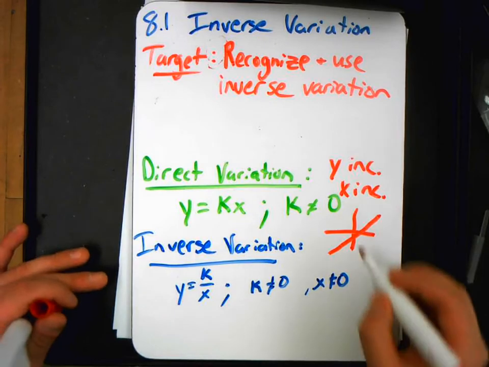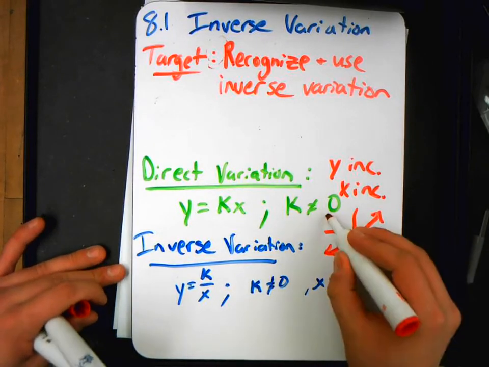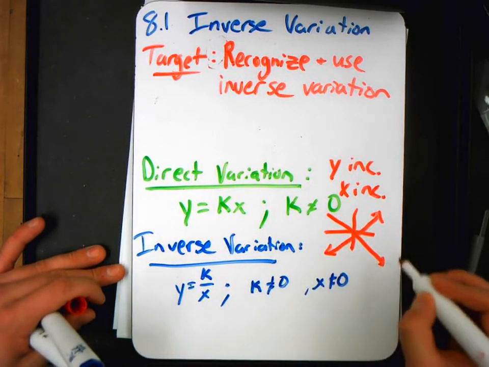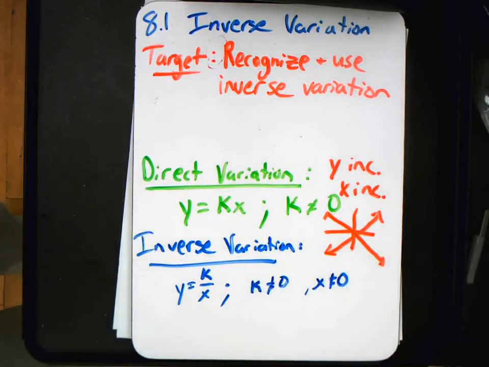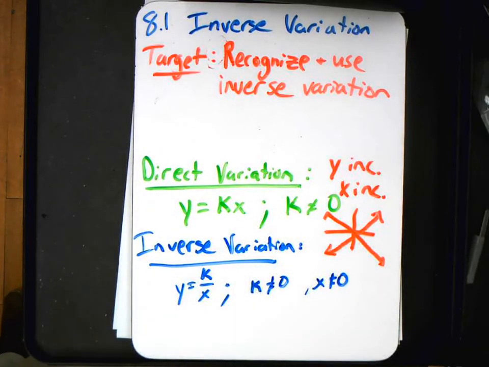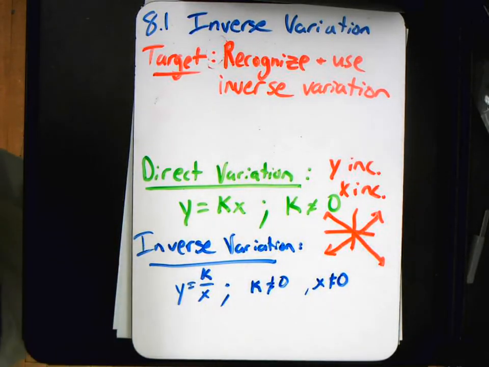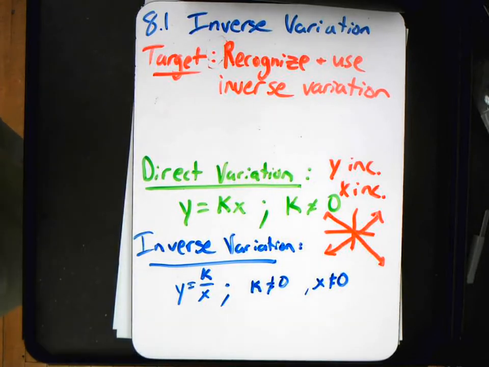Or you could say the opposite, where as you're decreasing going to the right on the x direction, you're also decreasing on the y direction. So it's not going one way to the other where it's opposite. They're both going the exact same direction.